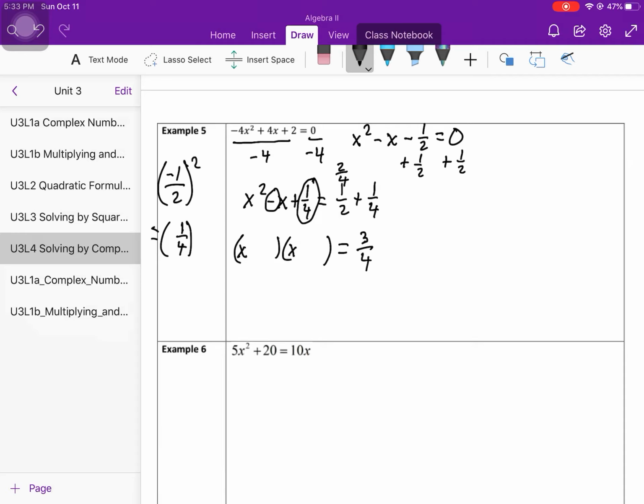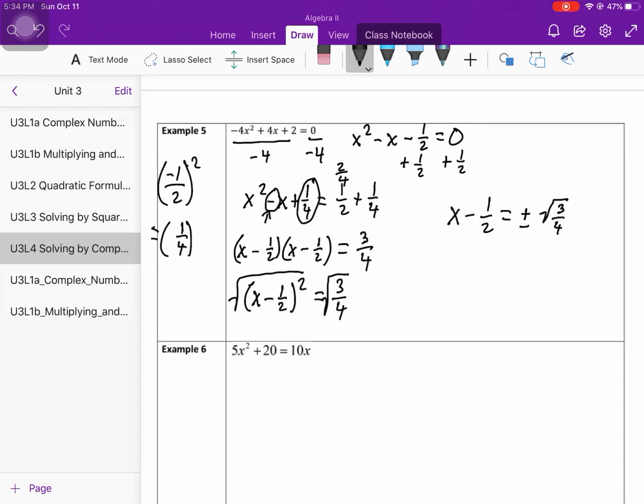If you think back, how did we get 1/4 in the first place? It's because we squared 1/2. So it's 1/2, 1/2, and our sign is negative because we get negative x right there. So it's x minus 1/2 and x minus 1/2. Then we rewrite it as the perfect square. So x minus 1/2 squared equals 3/4. Take the square root of both sides. We get x minus 1/2 equals plus or minus the square root of 3/4.